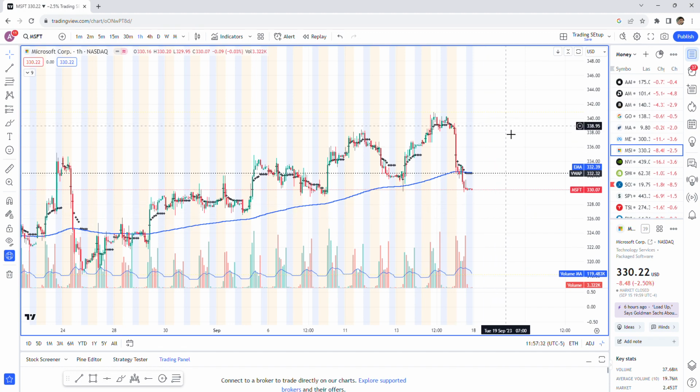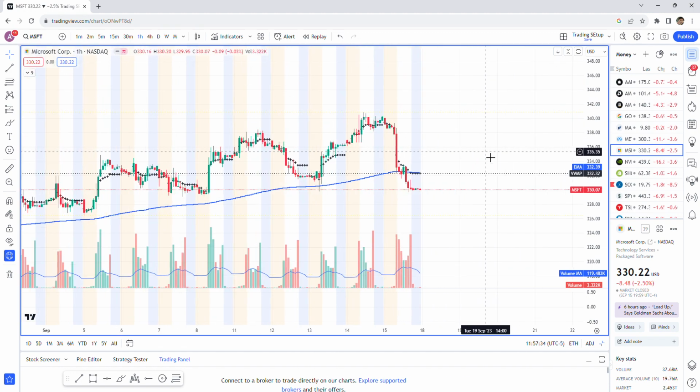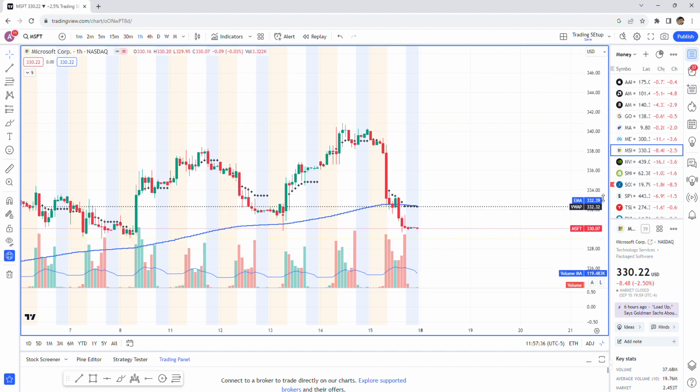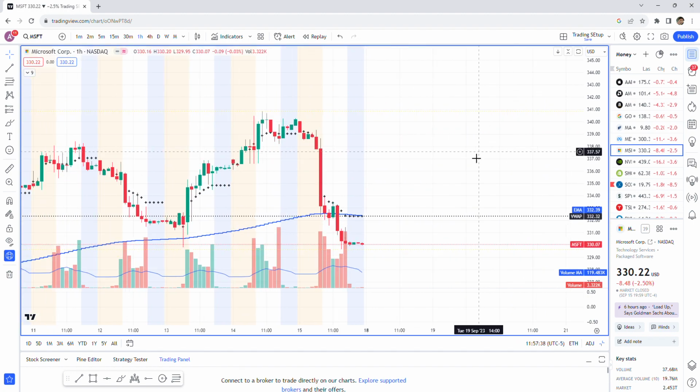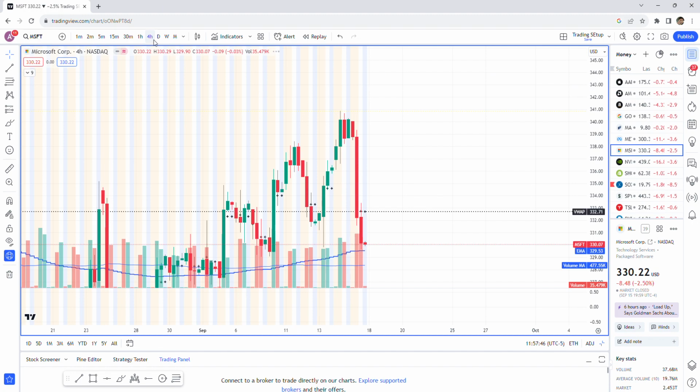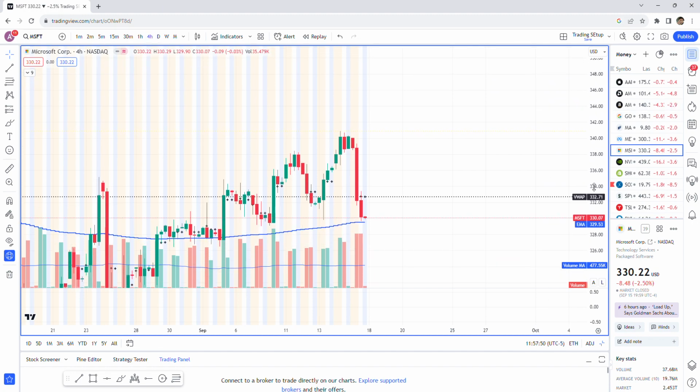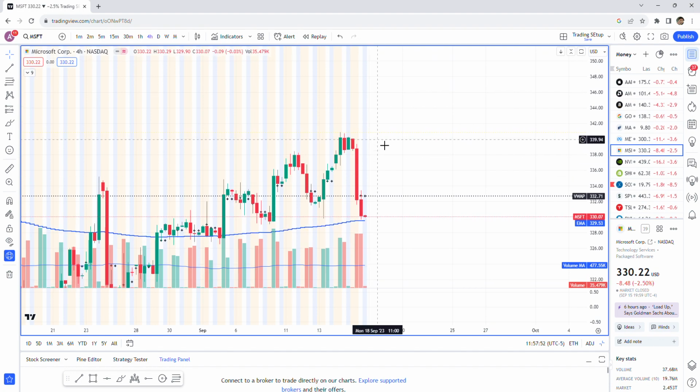Alright, first things first, we're going to use Microsoft today as an example. Alright, so we're going to be on the hourly chart. I like to chart these from the hourly chart because they have stronger and more respected levels. You can also use the 4-hour chart if you please, but I like to use a combination of the 4-hour and the hourly. Alright, so today we're going to talk about, like I said, support and resistance and trend lines.